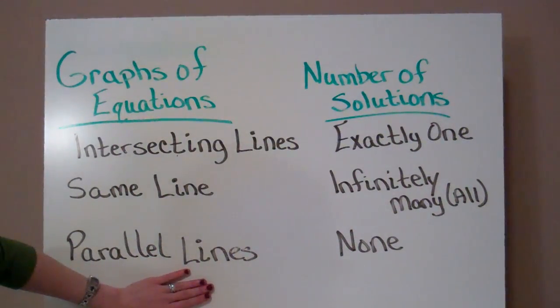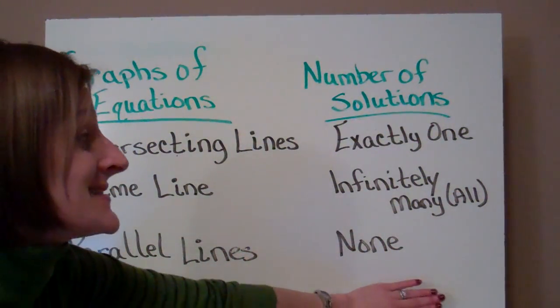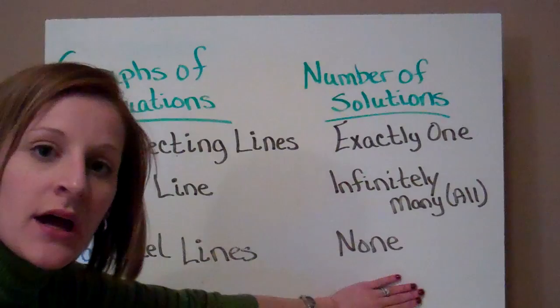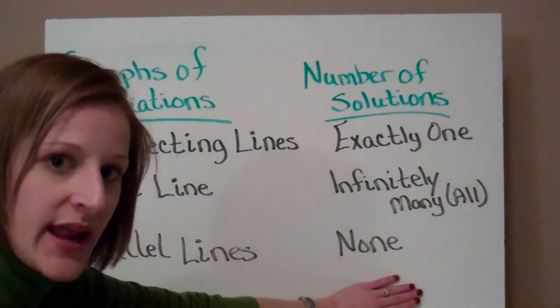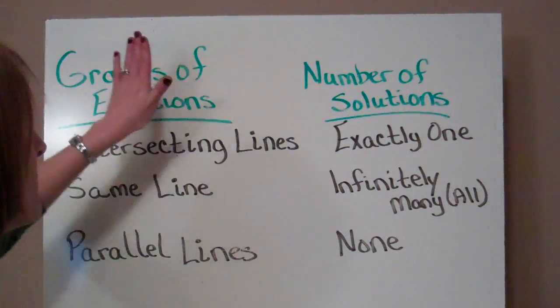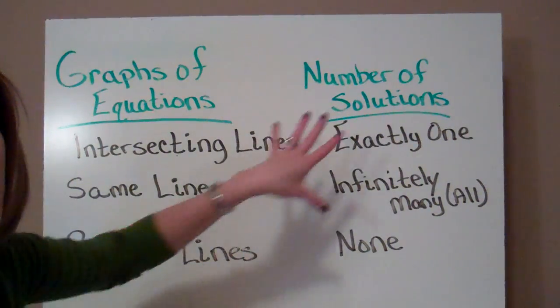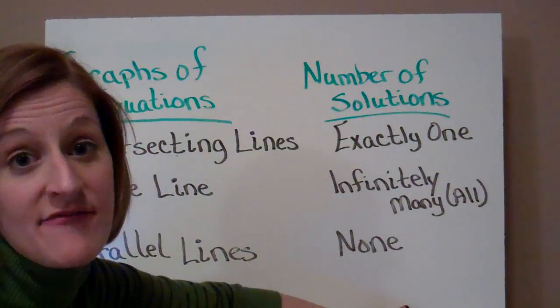Now, if you have parallel lines, your solution to that system is going to be none, because they're never going to intersect. You're never going to have a point. So remember this type of line you get and how many solutions you should have in your problem.